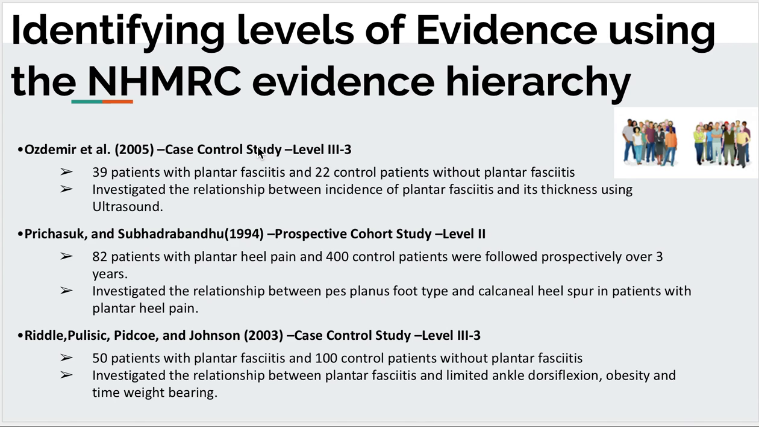The study carried out by Prishasuk and Subhandrabandhu 1994 is a prospective cohort study. Therefore, it is at etiological level 2 on the NHMRC evidence hierarchy. 82 patients with plantar heel pain and 400 control patients without plantar heel pain were followed prospectively over 3 years to study the relationship between pes planus foot type and calcaneal heel spur in patients with plantar heel pain.